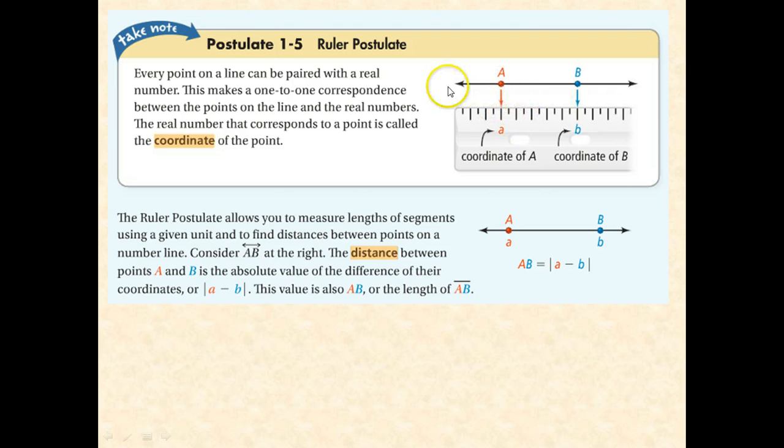So basically what that means is any point along here, we can give it a coordinate. So why is that helpful? Because it allows us to talk about the distance of a segment. And the way we find the distance of a segment is we subtract the coordinates of the endpoints and take the absolute value. And it doesn't matter what order you subtract them in because we're taking the absolute value, and you'll see why in just a minute.